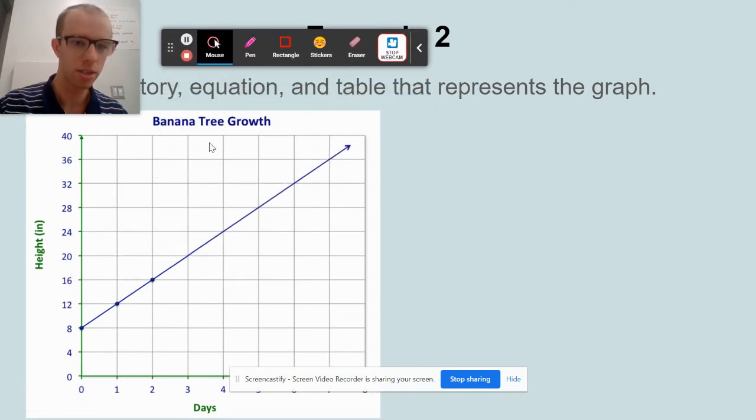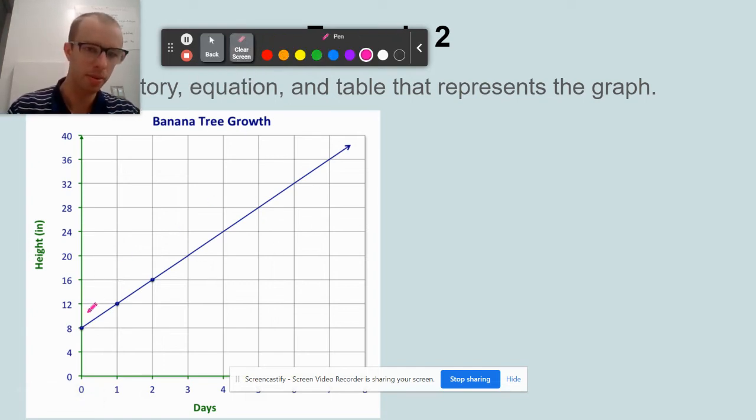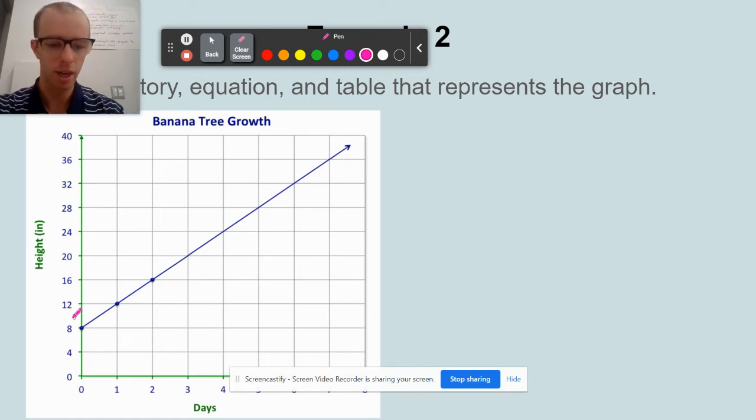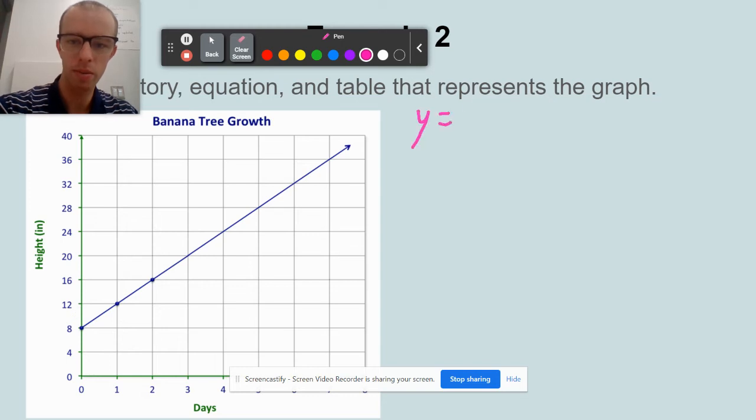All right. So we have a banana tree here, and it shows me some information about this banana tree. Where I have the height in inches on the y-axis and days on the x-axis. And so I'm actually going to start with the equation here. So we know it's a straight line, so I'm going to be using y equals mx plus b.